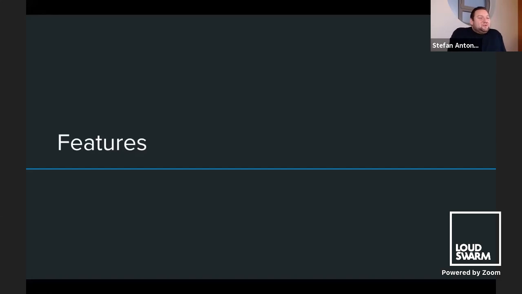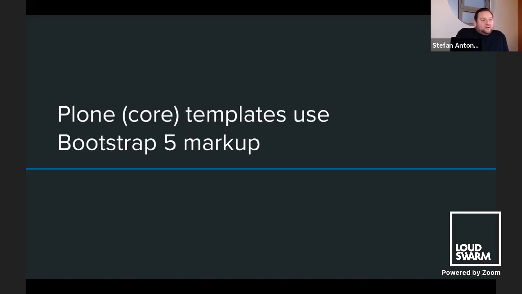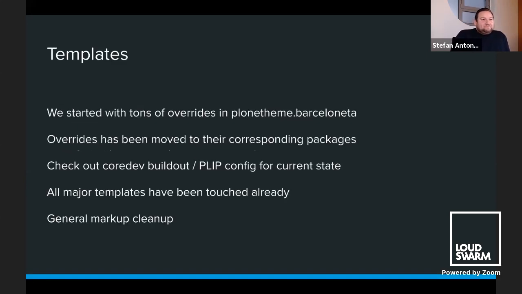So let's talk a little bit about features. What do we get from those changes? I don't know why we didn't do this earlier, but what is in the package now when we switch? The most important thing is Plone core templates use Bootstrap 5 markup. In the Plone 6 branch of the Barceloneta theme, we started with tons of overrides. They have been moved to their own packages now.